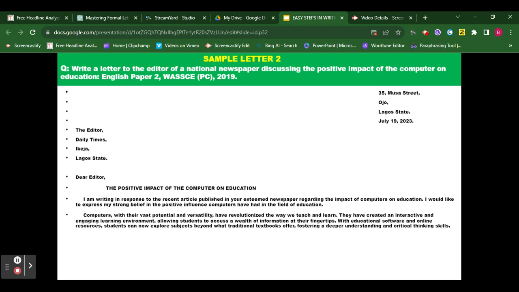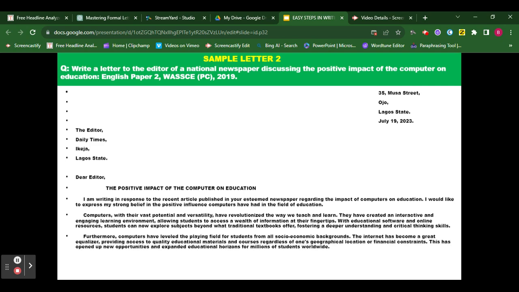Computers, with their vast potential and versatility, have revolutionized the way we teach and learn. They have created an interactive and engaging learning environment, allowing students to access a wealth of information at their fingertips. With educational software and online resources, students can now explore more subjects beyond what traditional textbooks offer, thereby fostering a deeper understanding and critical thinking skills.